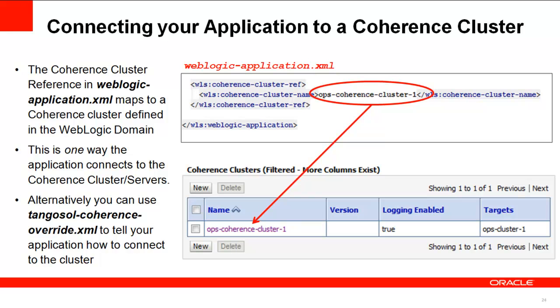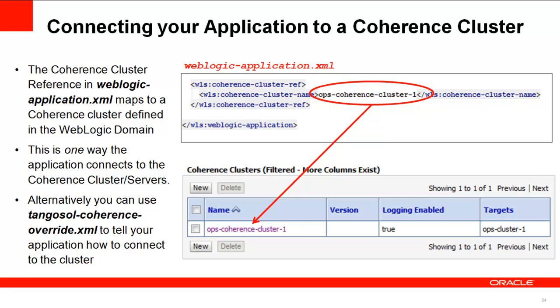So if you have an out-of-process or a near-cache scenario, you have to point your application at the Coherence cluster somehow. With WebLogic, we offer a couple different options. First, you can provide a Coherence cluster reference in your WebLogic deployment descriptors. In this example, we have the weblogic-application.xml, that's the deployment descriptor for an EAR file. However, this element is also available in the weblogic.xml for WAR file deployments.